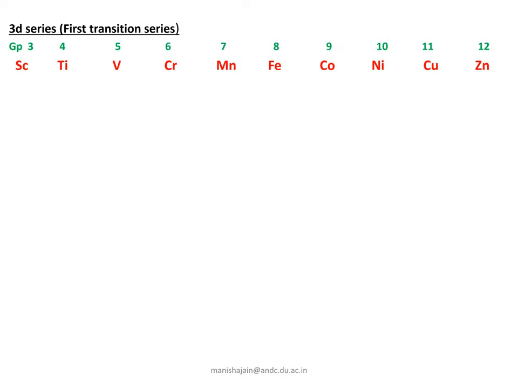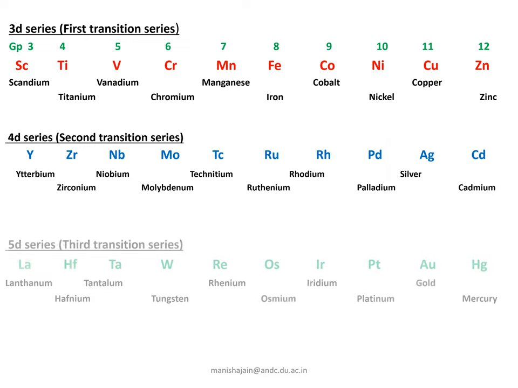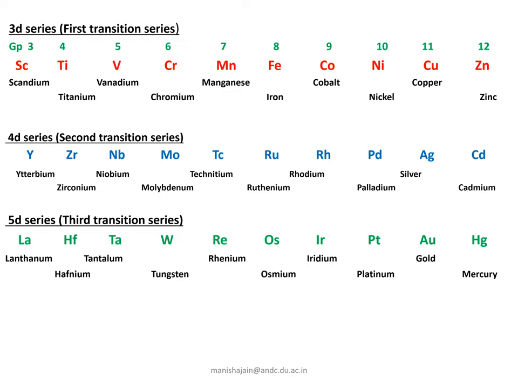The elements in the 3d series are scandium, titanium, vanadium, chromium, manganese, iron, cobalt, nickel, copper, and zinc. Similarly, the 4d series, which is the second transition series of the D block, comprises yttrium, zirconium, niobium, molybdenum, technetium, ruthenium, rhodium, palladium, silver and cadmium. The 5d series contains lanthanum, hafnium, tantalum, tungsten, rhenium, osmium, iridium, platinum, gold and mercury.